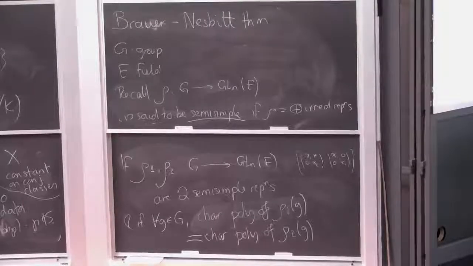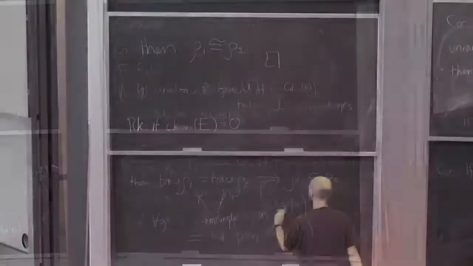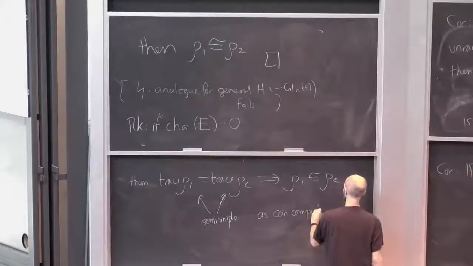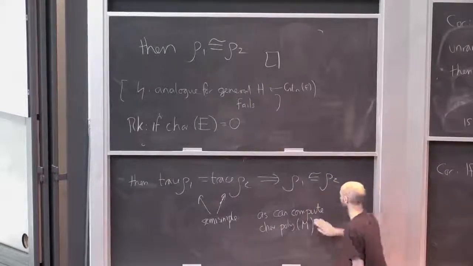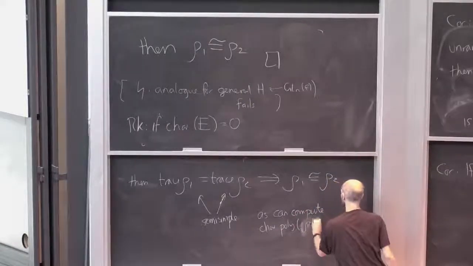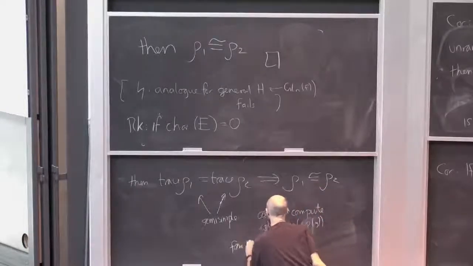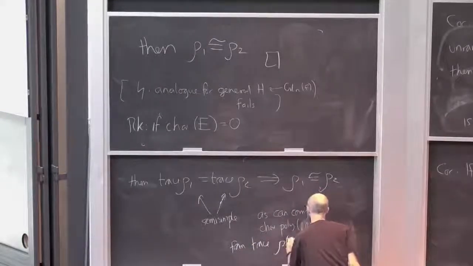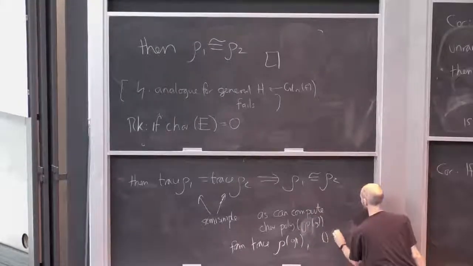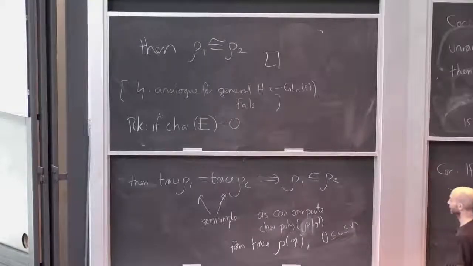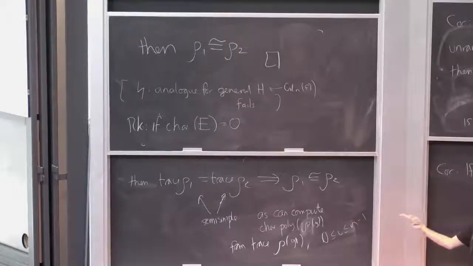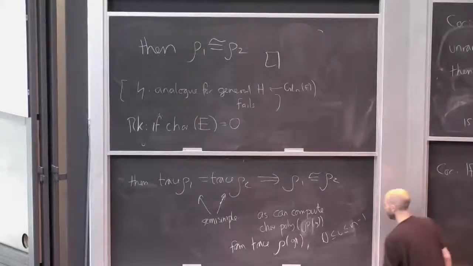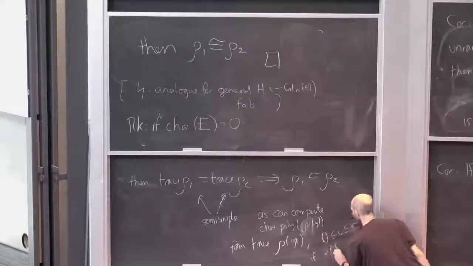So why are these the same? Because you can compute the char poly of rho of g, the char poly of a random matrix, from the traces of rho of g to the i, for 0 less than i less than n, I guess. Maybe less than n minus 1. But you can only do that computation if you're allowed to divide by n factorial. If dividing by n factorial is okay.